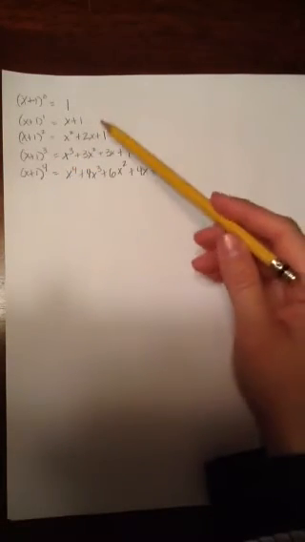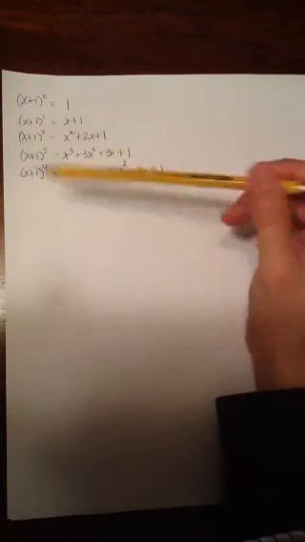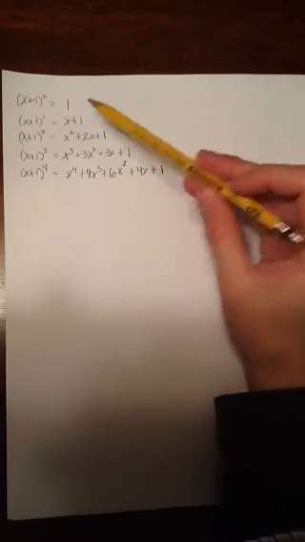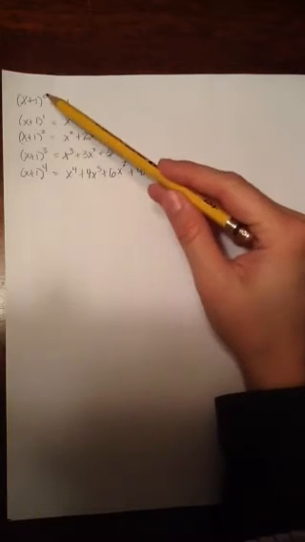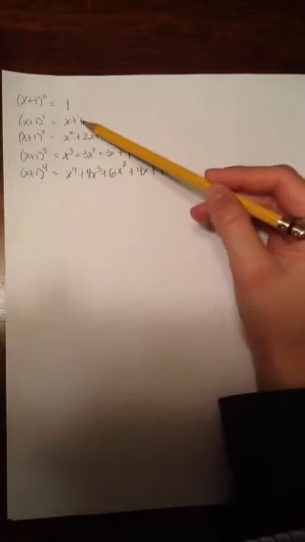So we have these problems here that we're going to take a look at. This is what you should have got from the problems that you did on the board. So remember that anything raised to the 0 power is 1. Anything to the first power is just itself.